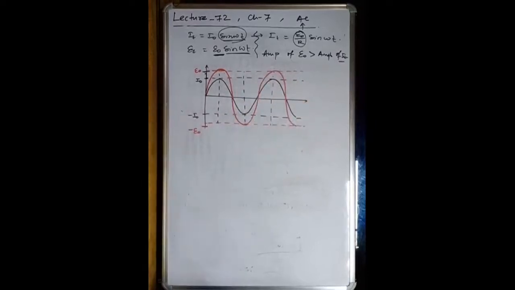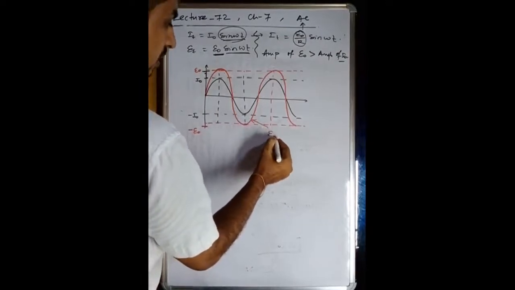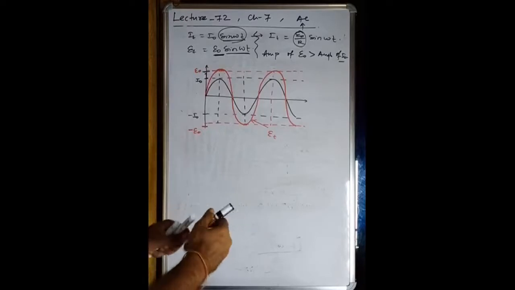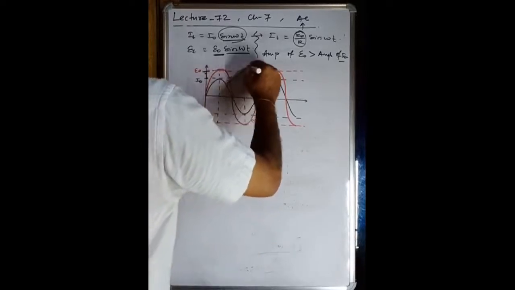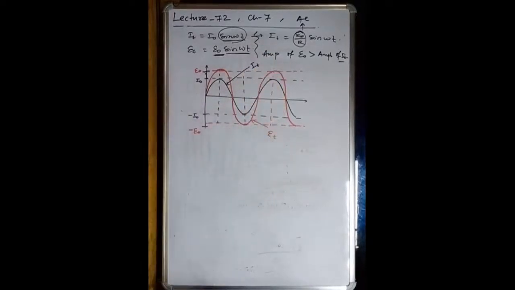So this will be the graph of alternating current and voltage. This red one represents ET, whereas this black one represents IT, the instantaneous current, and this is the instantaneous voltage. Okay, so we have discussed.